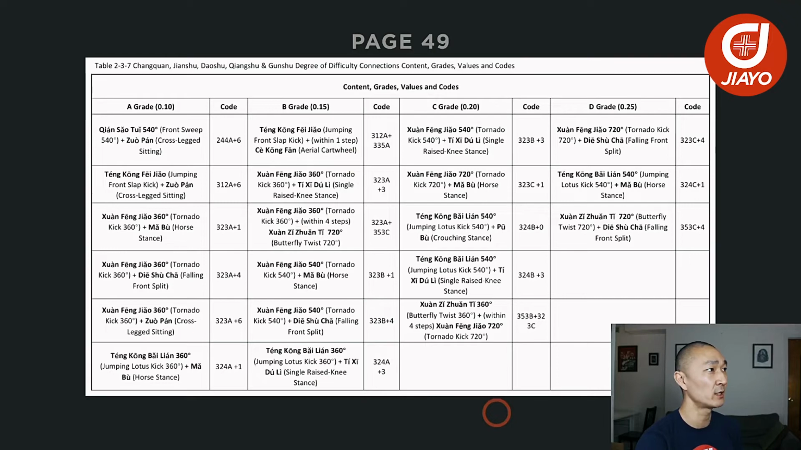Moving on to page 49, this is a table showing the degree of difficulty connections, content, grades, values, and codes. The previous table was for difficulty techniques. This is for difficulty connections. Again, we see that there are several columns, each with a different grade and point value. The first is A grade, worth 0.1 points, B grade, worth 0.15 points, C, and D grade. So each combination of a difficulty technique and difficulty connection has a unique code.